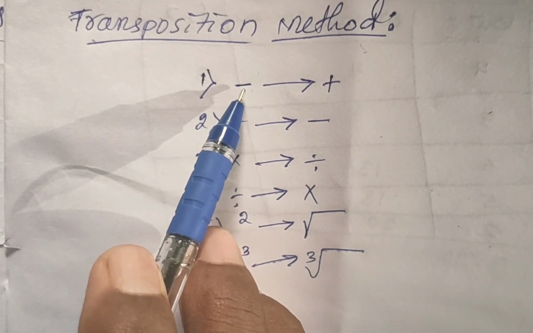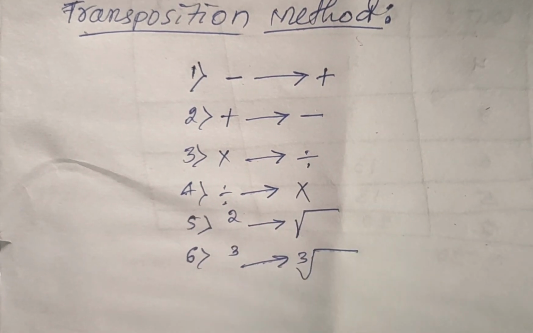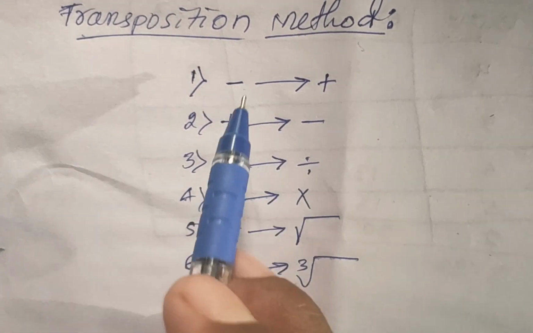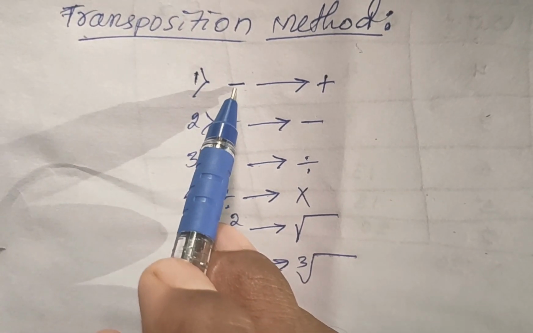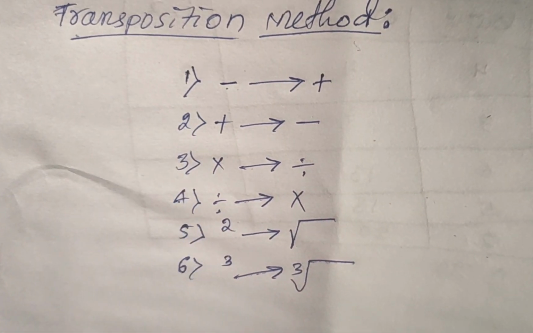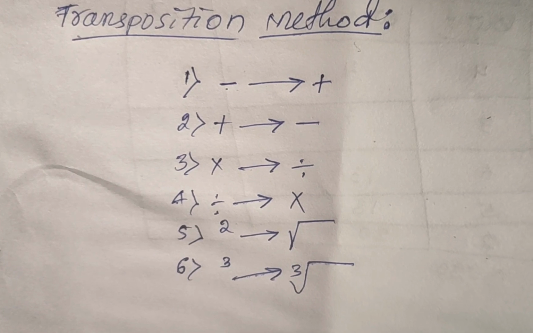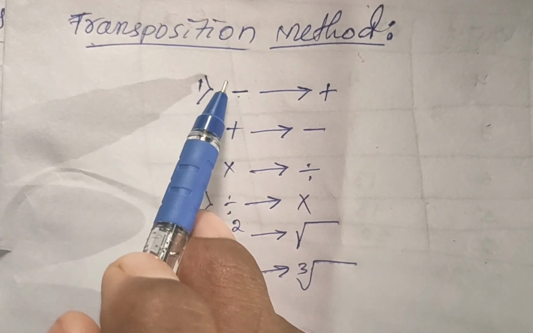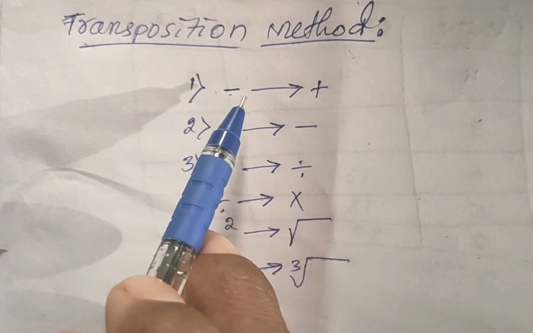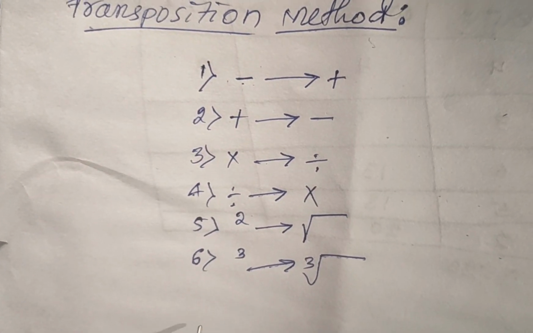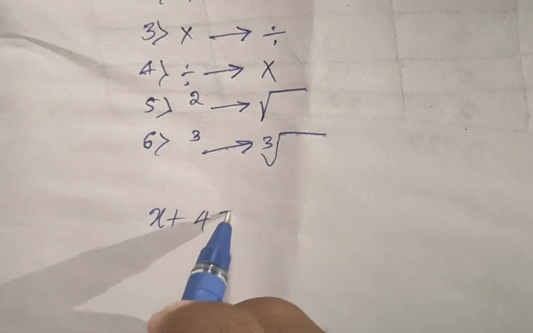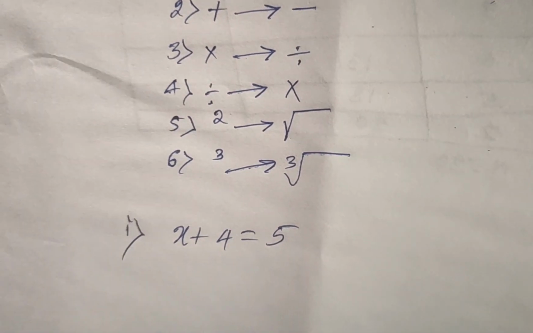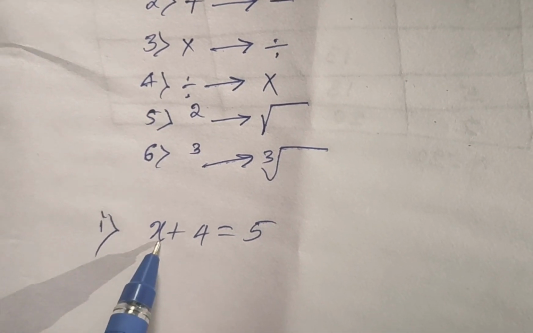While shifting the terms from LHS to RHS, I am talking about LHS and RHS, not inside the LHS and not inside the RHS, right? While shifting the terms, whether it is a variable or a constant, we need to take care of the sign of the constant or the variable. Example: x plus 4 is equal to 5. First example. Here we have to find the value of x.